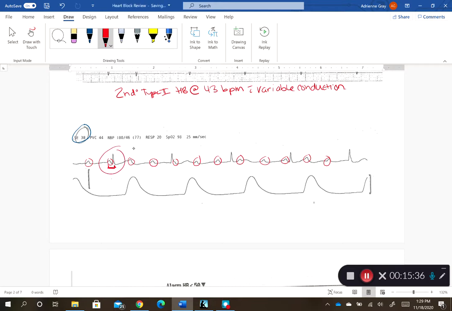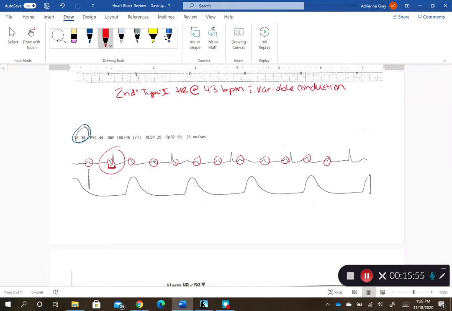Could it be a second degree type 2? Well, my rhythm's regular, and it has to be irregular to be a second degree type 1, is what we're going to talk about first. Could it be a second degree type 1? Well, my rhythm is regular, and a second degree type 1 would be irregular because I have that longer, and then dropped beat with that elongating PR interval.